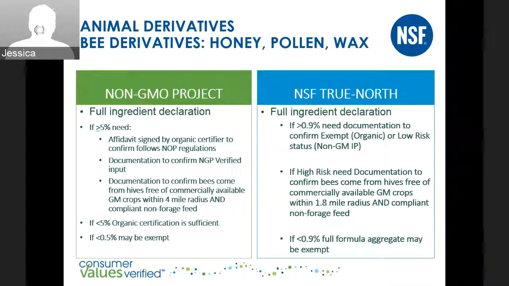For True North, again, if it's greater than 0.9 and that honey is certified organic or Non-GMO Project Verified or certified to another non-GMO IP, then we would just need the certificate and summary list. Otherwise, we would need documentation to confirm that the bees come from hives free of commercially available GM crops, within, like I said earlier, that 1.8-mile radius. And we would still assess the non-forage feed. Sometimes beekeepers will do supplemental feeding of a cane sugar and water mixture or even a corn syrup and water mixture, so we would need to look at all the supplemental feed.